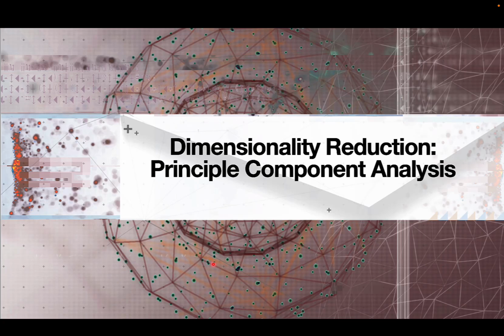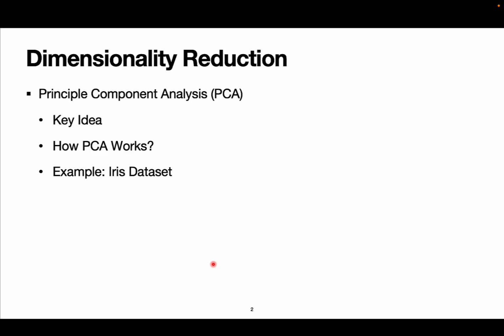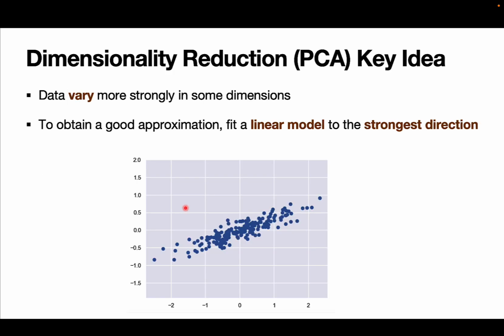The plan for this lesson is to discuss principal component analysis. We will go over the key idea, how PCA works, and apply it on the Iris dataset. The key idea in PCA is that data vary more strongly in some directions more than others.